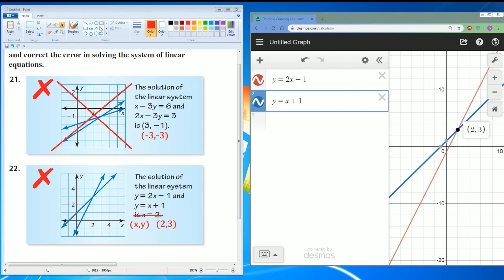All right, so there you go. Those are all your homework solutions for your applying 5.1 solving systems by graphing. Okay?